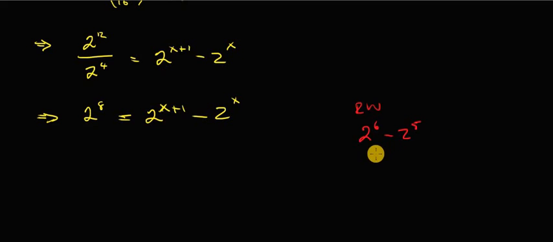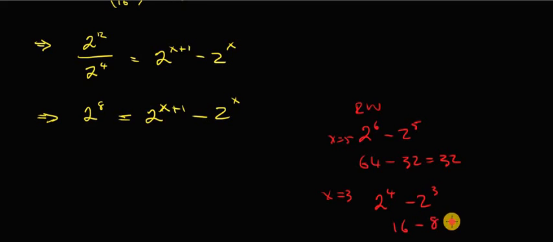Well, what's that going to be equal to? Well, 2 to the power of 6 is 2, 4, 8, 16, 32, 64. That's minus 2 to the power of 5, which is 32. That equals 32. Okay. Let's try x equals 3 and just see what we get. We're just exploring with these numbers. That means I'm going to get 2 to the power of 4 here minus 2 to the power of 3. Well, 2, 4, 8, 16 minus 8 is equal to 8.